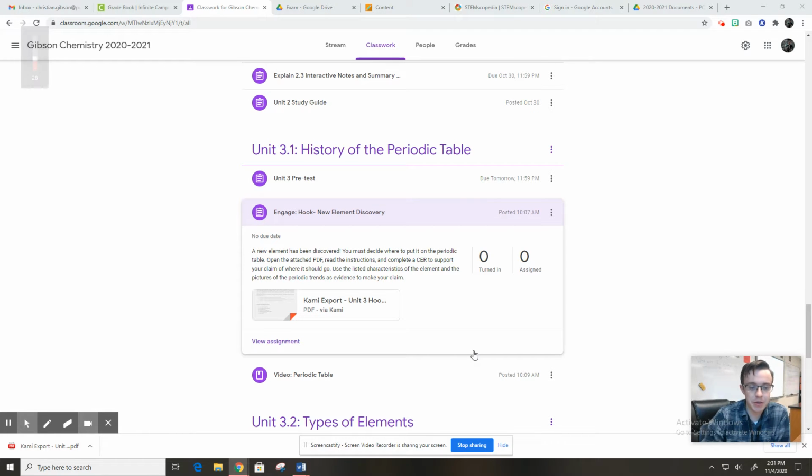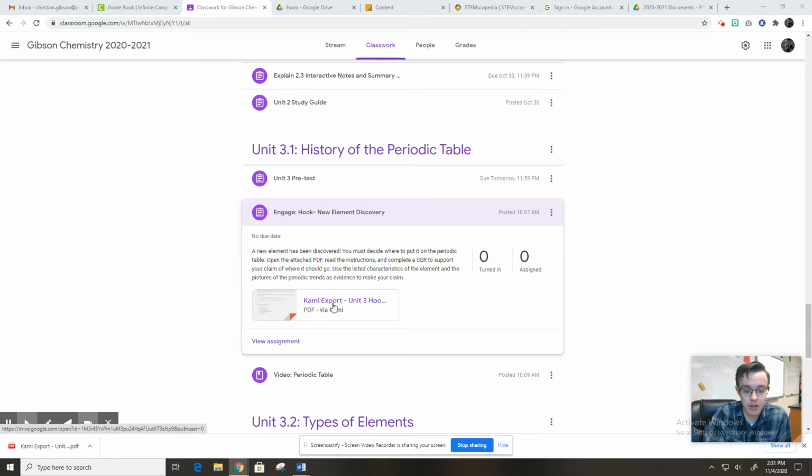So for this assignment, we're going to pretend as if a new element has been discovered and you are on the task force to figure out where this element should go on the periodic table. Okay, and the way you're going to answer this question is with a CER. So you're going to make a claim as to where the element should go. You're going to provide evidence and reasoning.